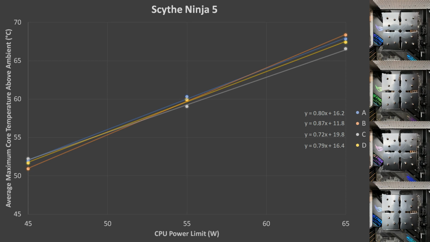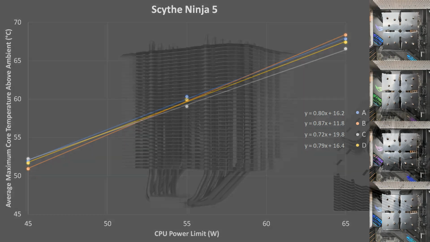I think this gives me an idea of what the standard error is of my methods, and it tells me that the differences for the Phanteks and Raijintek coolers might be within the margin of error.